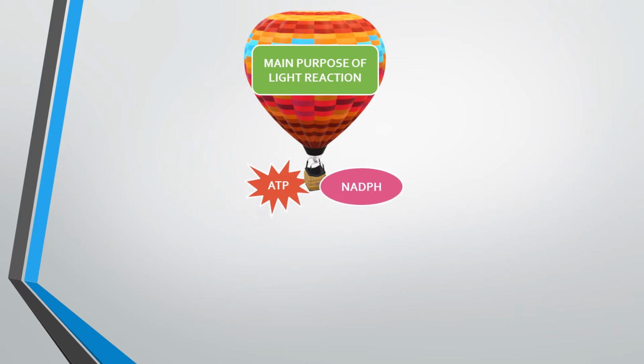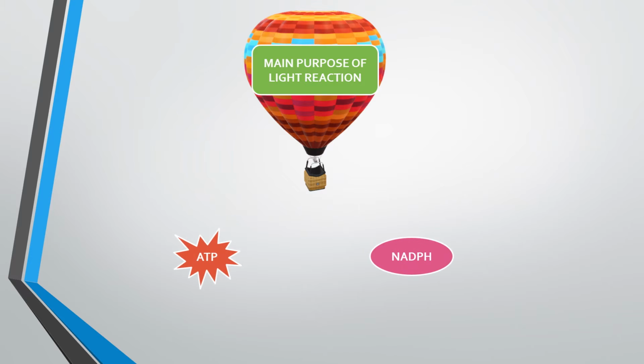First and foremost, what is the main purpose of photophosphorylation? The main purpose of light reaction is to make ATP and NADPH. ATP and NADPH will be used as chemical energy and reducing power respectively in the Calvin cycle. So now I will explain about non-cyclic photophosphorylation first.